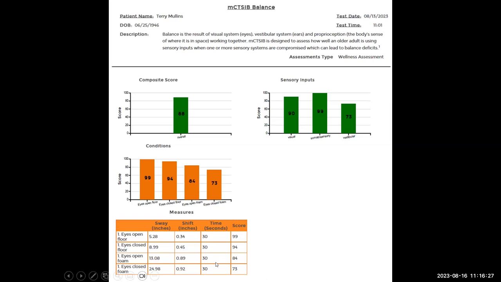I don't always have participants that can tolerate standing still for the full 30 seconds, especially in eyes closed or on the foam surface. Overall, she scored again in the green category. She actually did fairly well with this outcome measure. The VTS system uses a proprietary algorithm to calculate the score based on their age and their performance. So her composite score was an 88%.